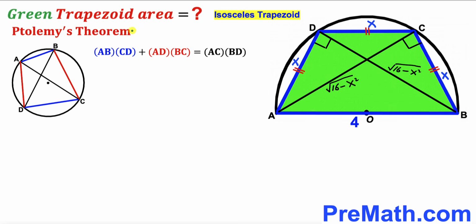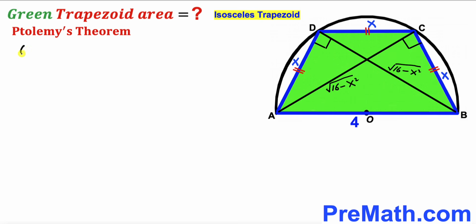Then according to Ptolemy's theorem, we can write the segment AB times the segment CD plus the segment AD times the segment BC is equal to the segment AC times the segment BD. And now we are going to apply this Ptolemy's theorem on our given problem. In other words, if we multiply x times x and then plus 4 times x must be equal to square root of 16 minus x square times square root of 16 minus x square as well.